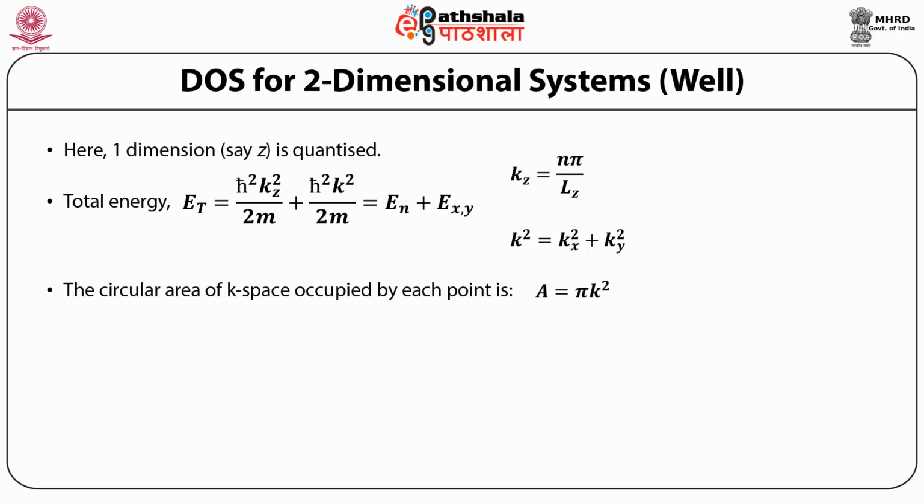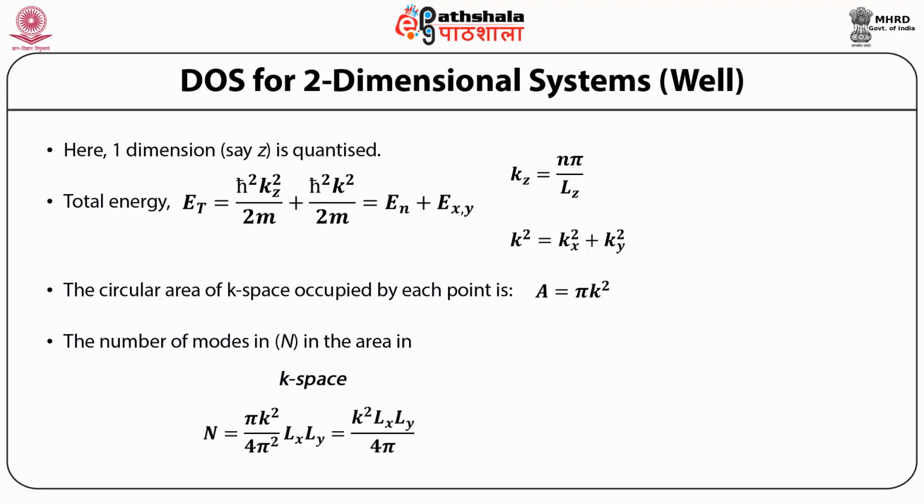Now consider an area in the k space which is given by A equal to pi k square, where for the particle kx is equal to 2 pi by Lx and ky is equal to 2 pi by Ly. So, the area of a given mode is then kx ky, with the total number of modes n in the area being n equal to pi k square by 4 pi square multiplied by Lx Ly. This is equal to k square Lx Ly by 4 pi.